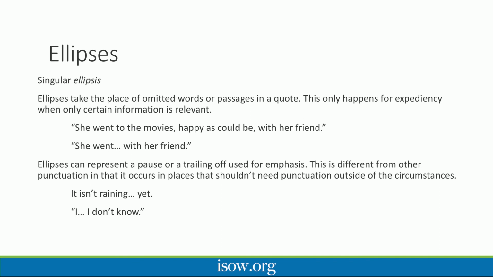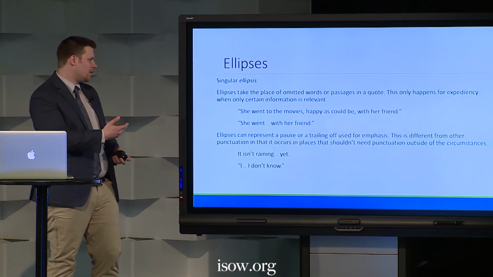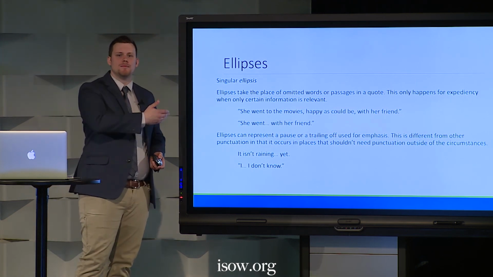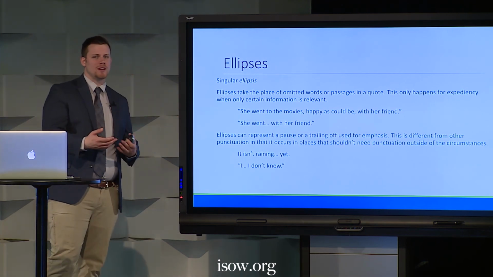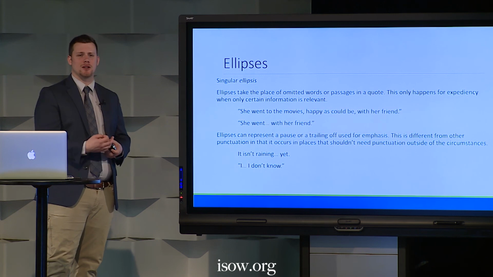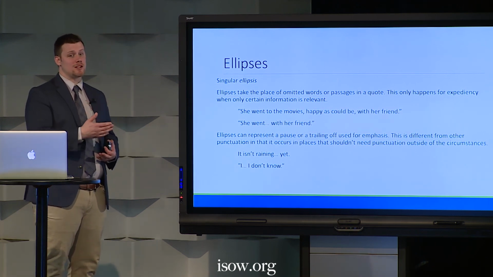This is only when you want to include only certain relevant information from a quote and everything else can be cut out. So the quote might be, if somebody's saying this, she went to the movies happy as could be with her friend. If you're quoting somebody, say in a newspaper, you might say, she went... with her friend, because that's the most important part. So really, it's kind of subjective, case by case, how you use these as well. Just try to remember that it's cutting out non-essential information.